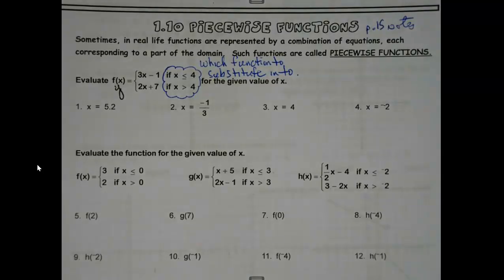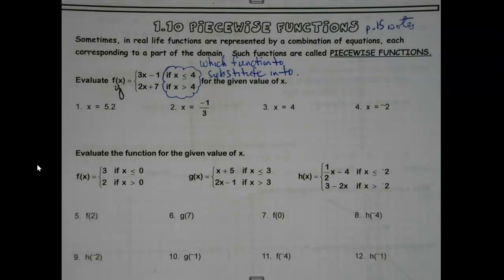So here's the thing. For every single value that I can plug in for x, it's only going to work for one of these. If it's less than or equal to 4, we're going to plug it into the top one. If it's greater than 4, we're going to plug it into the bottom one. We are not doing it for both. You don't get to kind of throw them both out there and hope one works.